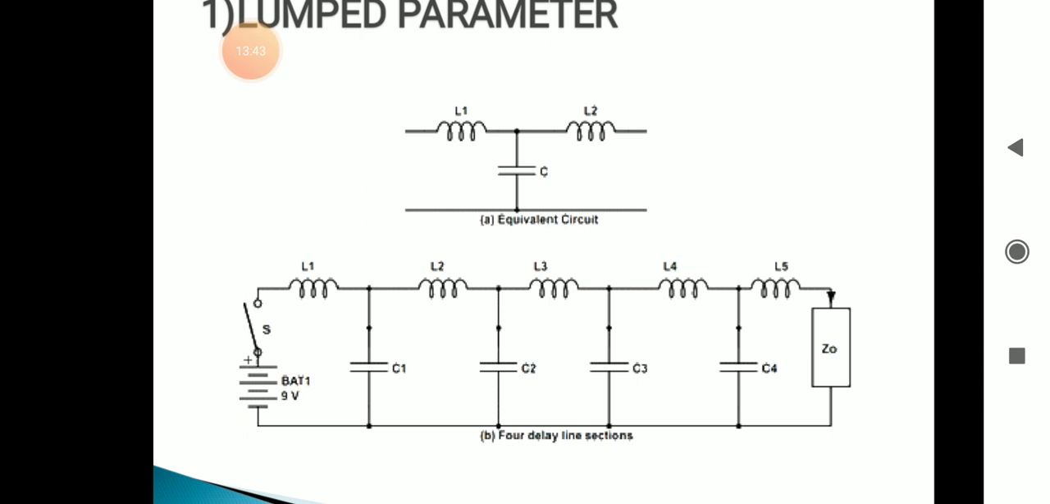In the lumped parameter delay line, as shown in the figure, these are the different equivalent circuits we are going to use. This is not in our syllabus, but you have to focus on the types of delay lines. First of all, it consists of cascaded symmetrical LC networks. It is also called T sections. Each section is capable of delaying the signal by 3 to 6 nanoseconds.